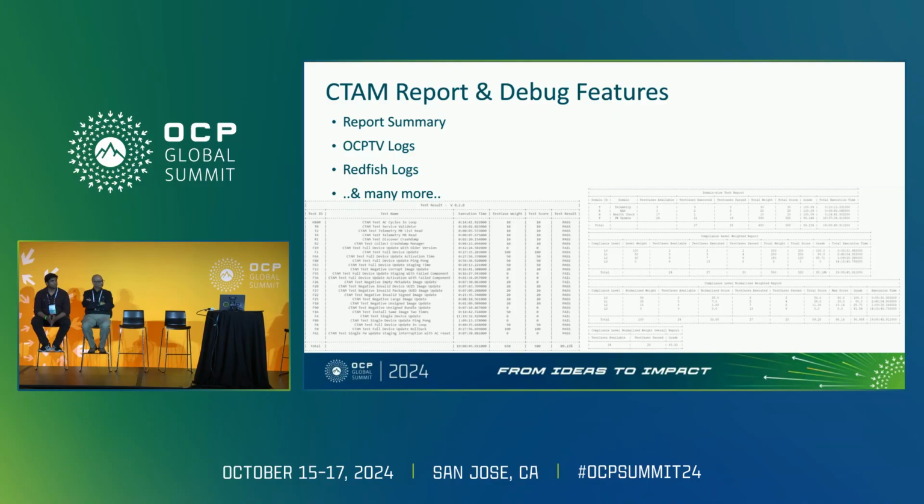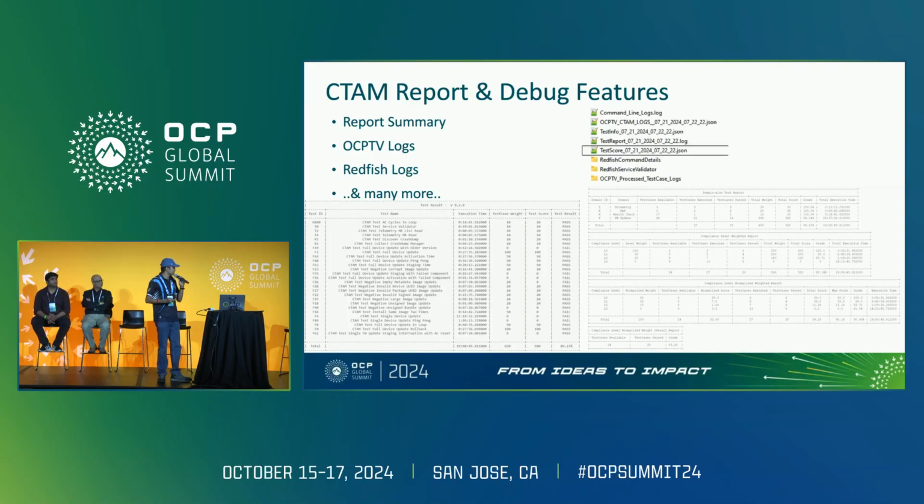Or you could get fancy. We have ways in which we can weight, as I mentioned before, we have an organic scoring scheme. So we can actually weight the compliance scenarios based on their importance. And you will then be able to generate a weighted score which can be used by you. The sample set of logs that get generated, which cover the report summary, the OCPTV logs, the Redfish logs, the other tool logs. So yeah, these are the features. Over to Venkat to provide more details.